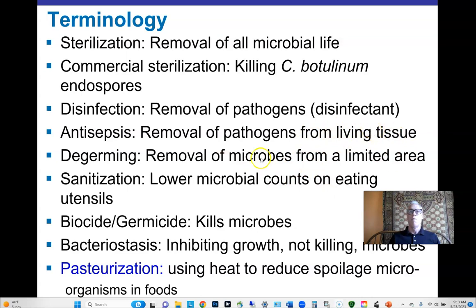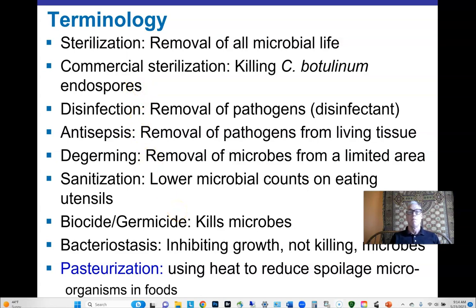Sterilization means removing all microbial life, and that's an important term. There are sometimes situations where we want to have absolutely sterile conditions, such as in canning procedures and so forth. Commercial sterilization, oftentimes it isn't practical to make sure we kill everything, but we may want to kill, for example, endospores. When we are doing canning of food, we want to make sure that there's no endospores that could germinate and allow bacteria that produce some very terrible toxins to grow inside that container.